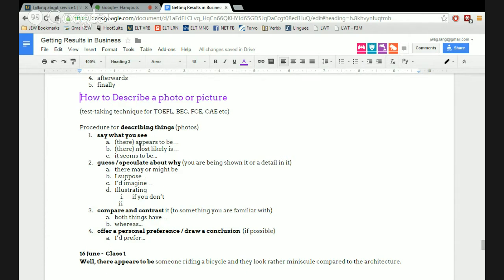Let's imagine I see a picture of a puppy. I would say, there appears to be a puppy. Because it sounds good. It sounds like a native speaker. There most likely is a puppy in the picture. I'm not sure. I think there is. All right. And Nesreen, can you read number 2 for us on the screen?